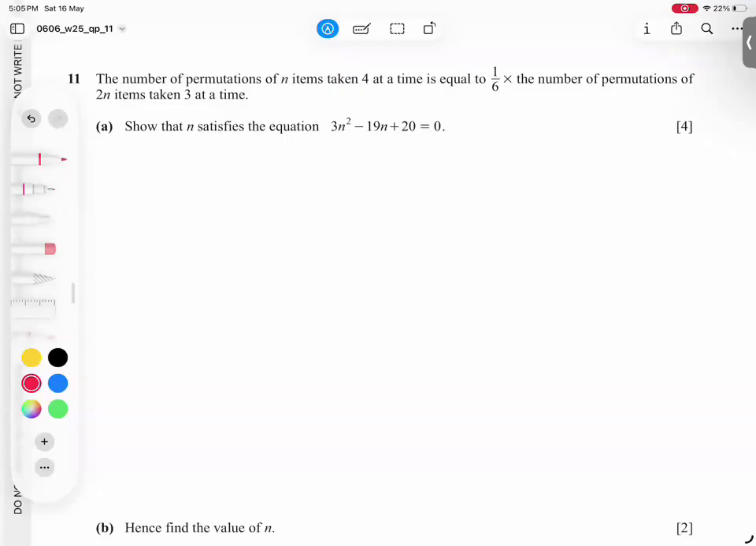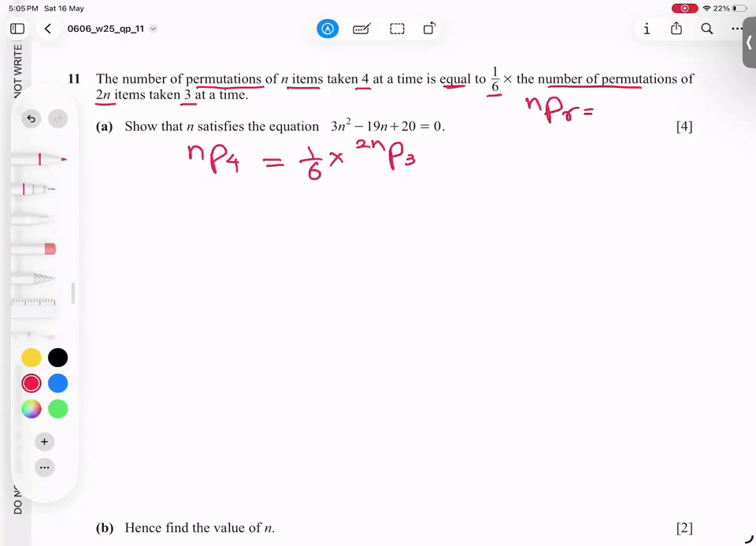Question number 11, students. The number of permutations of n items taken 4 at a time, nP4, is equal to 1/6 times the number of permutations of 2n items taken 3 at a time, 2nP3. Now, student, what was the formula? nPr formula is n factorial over the factorial of the difference of both numbers. So I think the idea is clear.